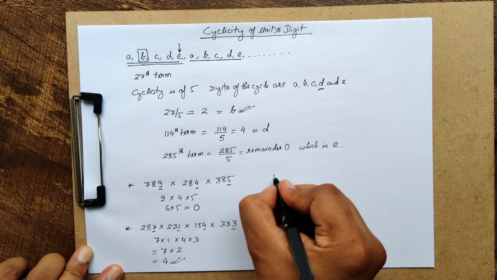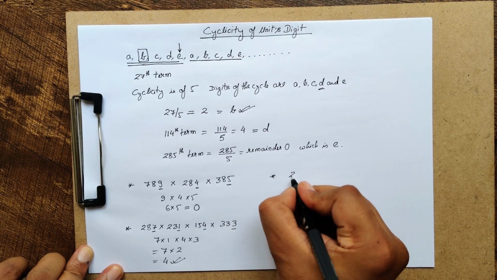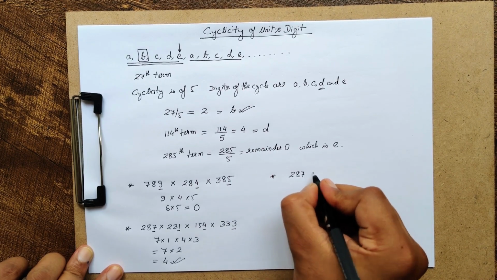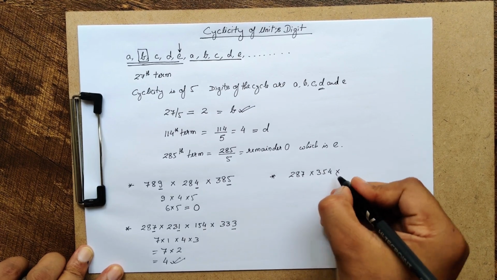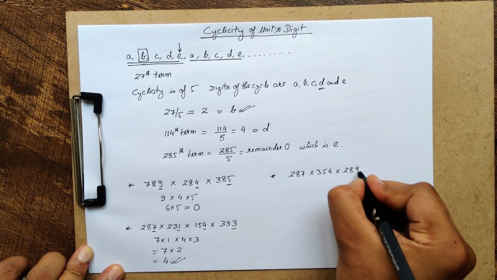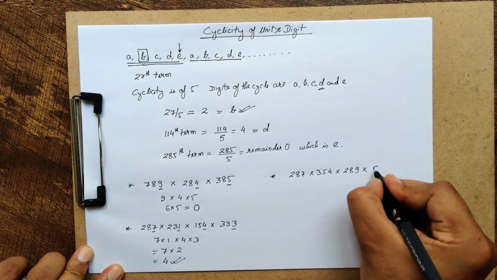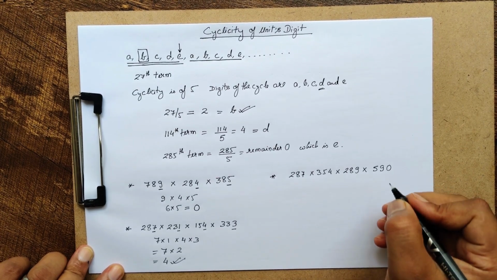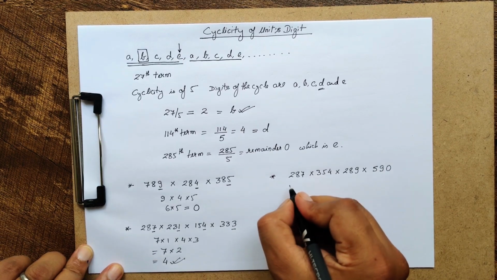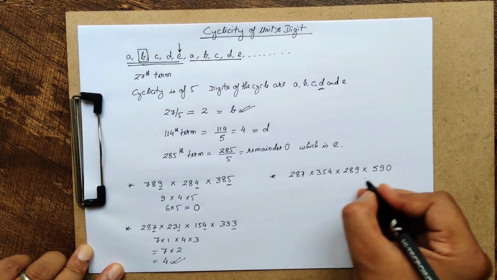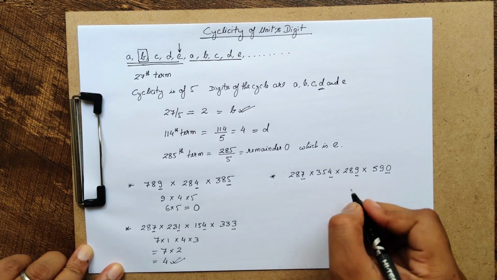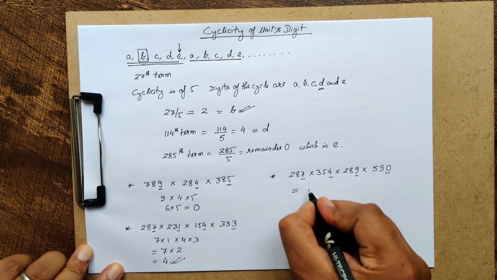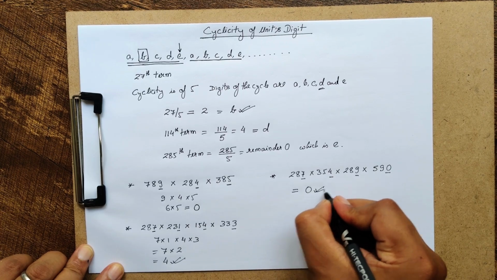Now let us take one more example. 287 multiplied by 354 multiplied by 289 multiplied by 590. Again, here the units place of this expression is asked. Now we see that at the units place we have a 0. So anything multiplied by 0 is always 0. Hence the answer is 0.